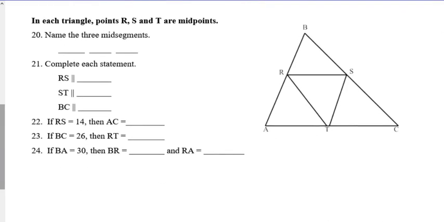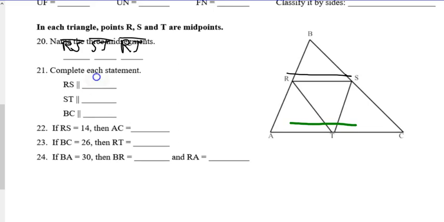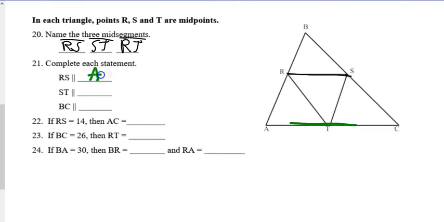Okay, in each triangle, points R, S, and T are midpoints. Name the 3 mid-segments. Just the small triangle. RS, ST, and RT, or TR. It doesn't matter which way you go. Complete the statement. RS, we talked about this in class, RS, I meant to change that to green, right there, that is parallel to AC. All right? Then we have ST.